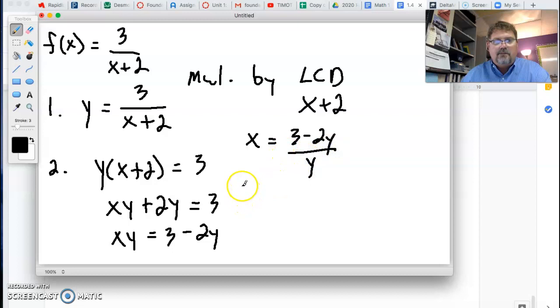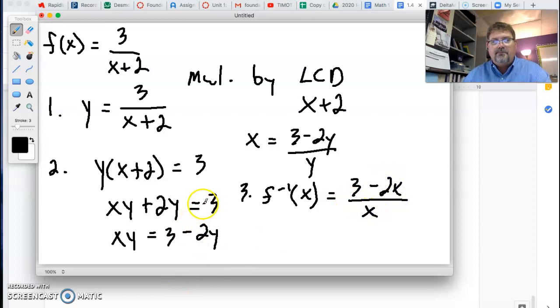And step 3 tells us interchange our variables. I'm going to skip a little bit. I'm just going to call it f inverse now. So I'm running out of space. And it's equal to 3 minus 2x over x. Okay. So the rational ones are a little bit tricky. You can cross multiply. You got to distribute and do things in the right order.